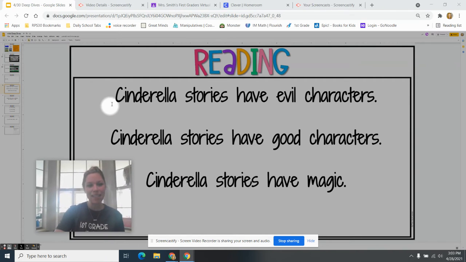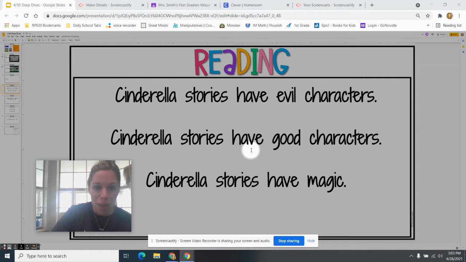I have 3 sentences here for you. You will notice that all of these are simple sentences. Let's read them together. Cinderella stories have evil characters. Cinderella stories have good characters. Cinderella stories have magic. You will notice that all of these are simple sentences because they have a who and they have a what. They have a capital letter and an end mark. They have a complete thought, but they do not have any commas or any conjunctions in there. So we know they're not compound sentences.